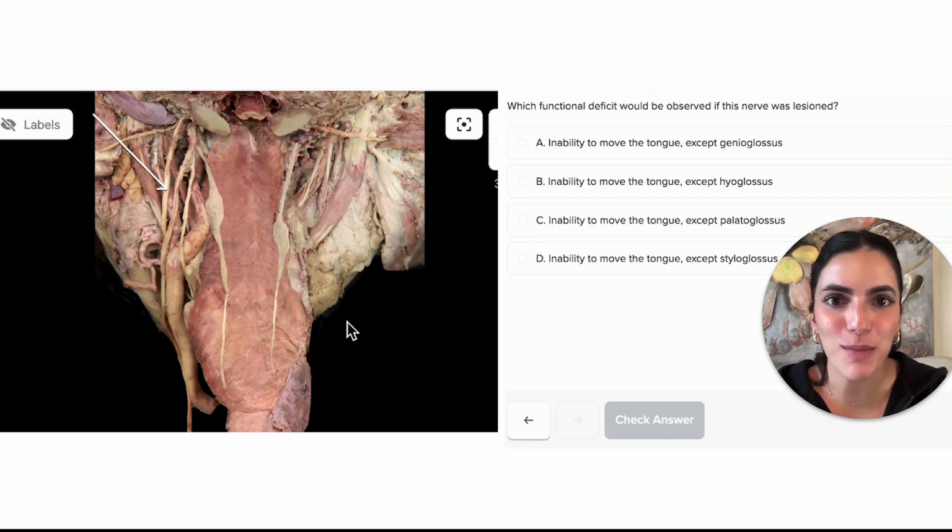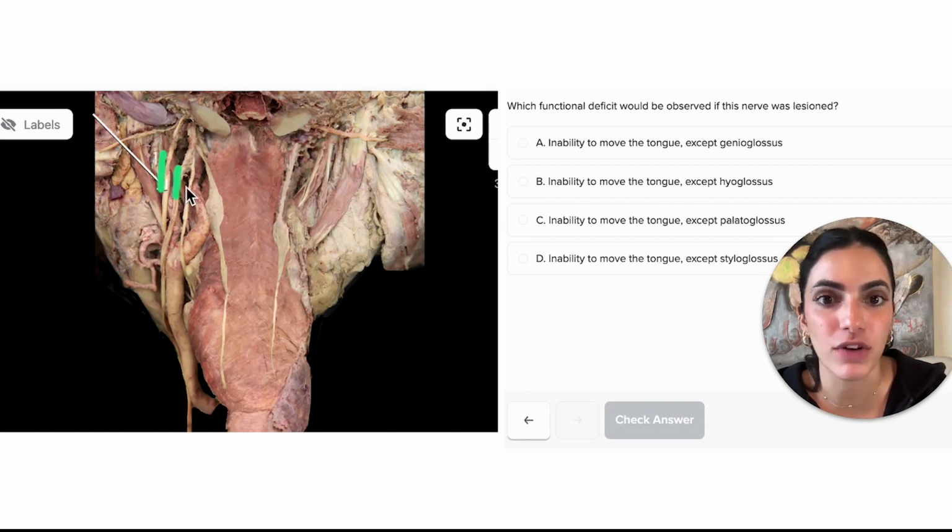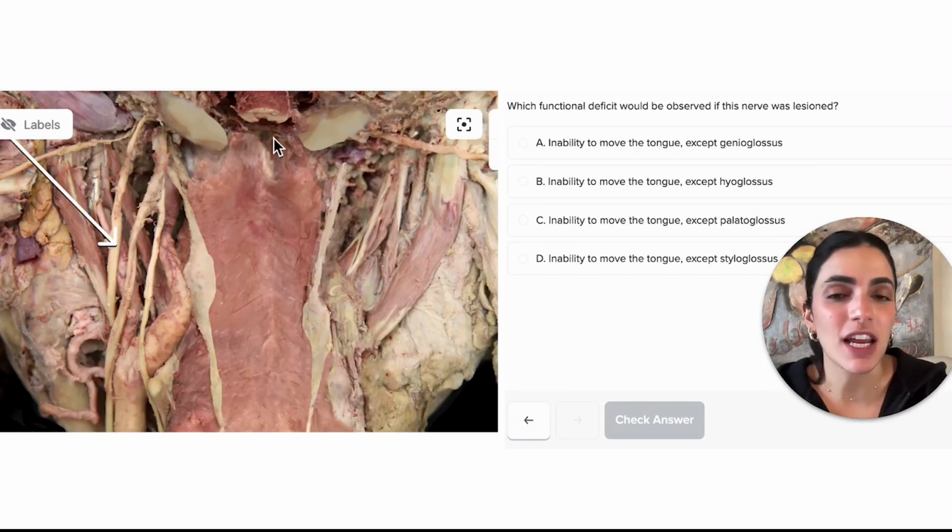This is a very complicated area, and there are a ton of nerves and cranial nerves that are emerging from this area, as we can see over here. So let's zoom in here a little bit and identify some of the nerves that are found.